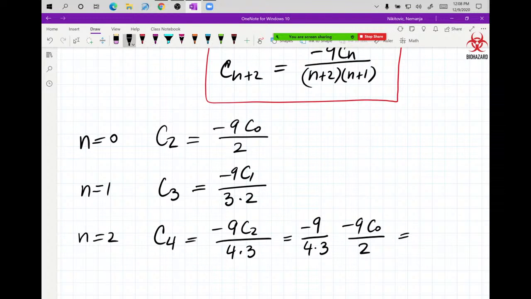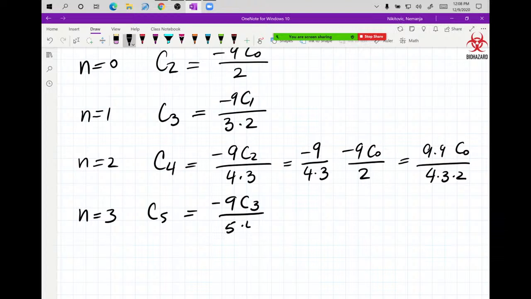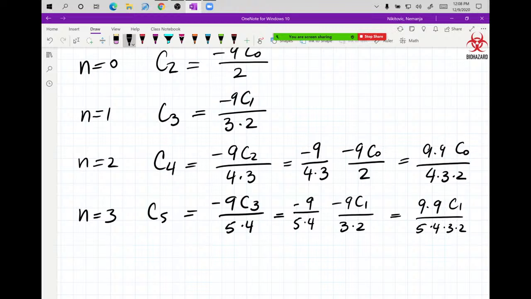So this is going to be positive 9 times 9 C0 over 4 times 3 times 2, which is a 4 factorial. So n equals 3 gives us C5, which is negative 9 C3 over 5 times 4, which is now negative 9 over 5 times 4 times C3, which is negative 9 C1 over 3 times 2. And that is equal to positive 9 times 9 C1 over 5 times 4 times 3 times 2.